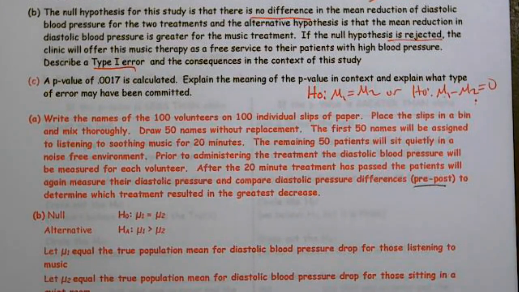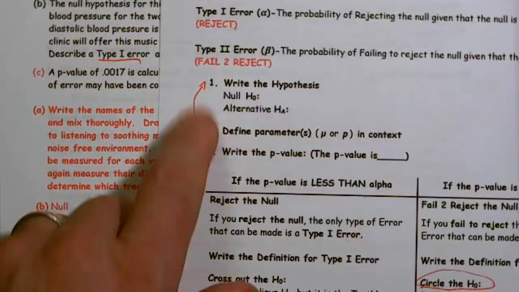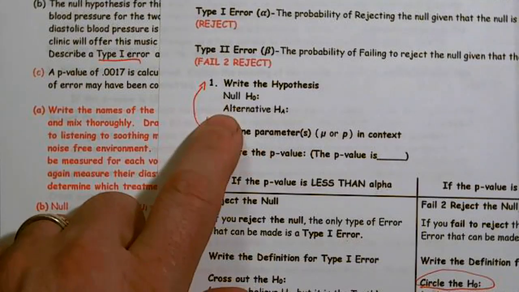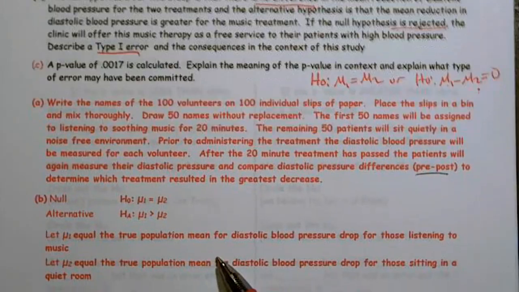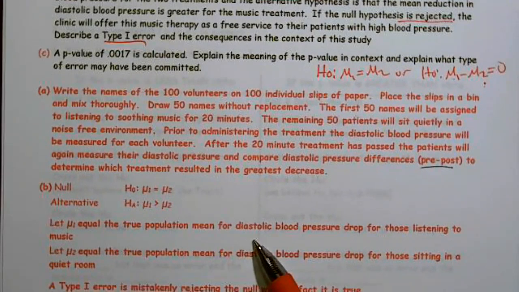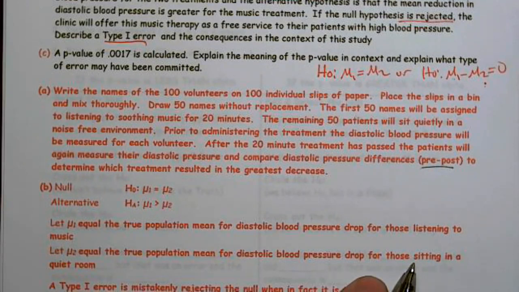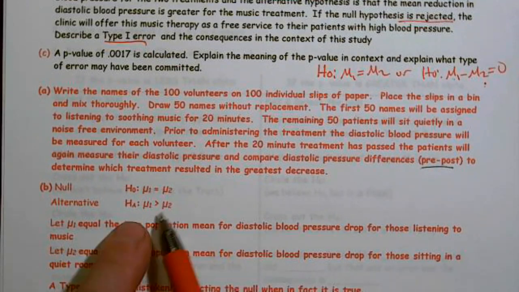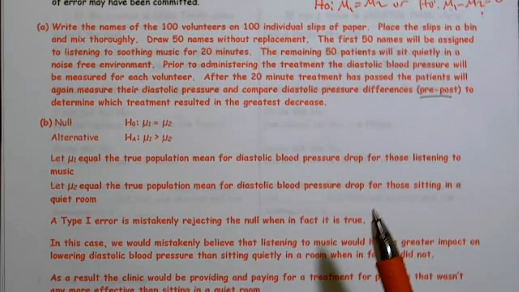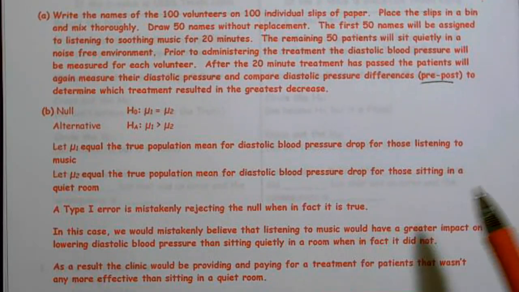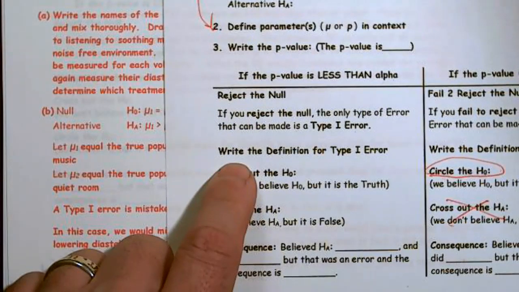Start off by writing the null, all right, an alternative. Then we need to define the parameters in context. Let mu1 equal the true population mean for diastolic blood pressure drop for those listening to music. Mu2, the mean diastolic blood pressure drop for those sitting in a quiet room. So the drop is greater than those in a quiet room. A type 1 error is mistakenly rejecting the null when it's in fact true. Because that was the next thing it said do, write the definition for a type 1 error.